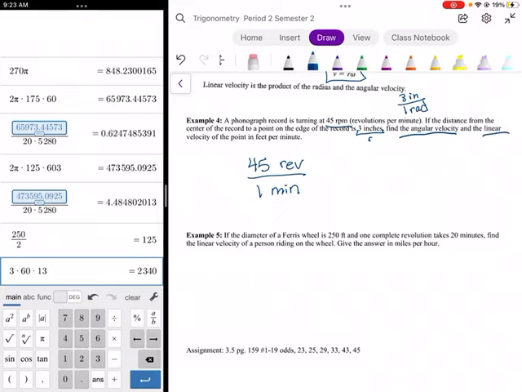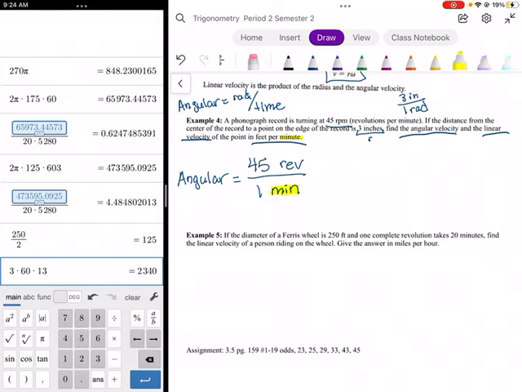For this, we're looking for the angular velocity and the linear velocity. So to start off, we're going to start with the angular velocity. And remember, angular velocity is radians per time. So this one we're looking for feet per minute. So we know we started with 45 revolutions per minute. So we've already got the time unit in the correct spot. We're already in minutes, so we don't have to worry about changing that.